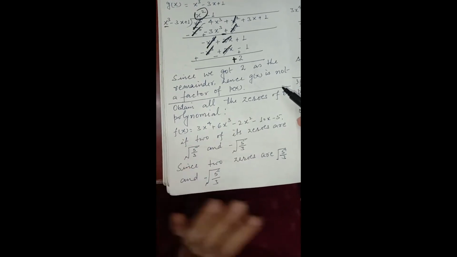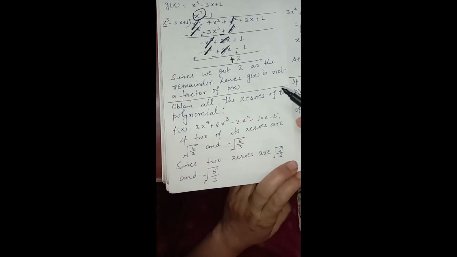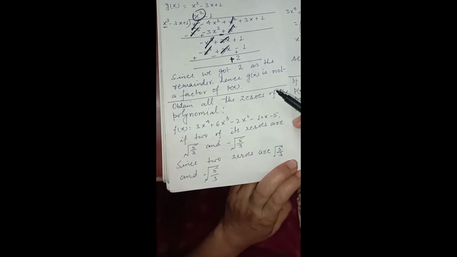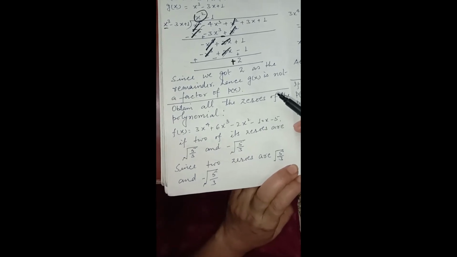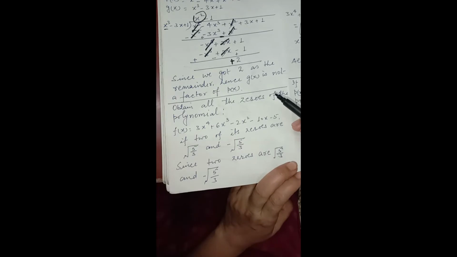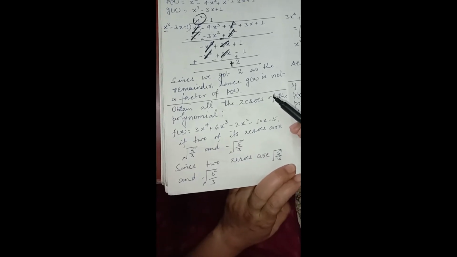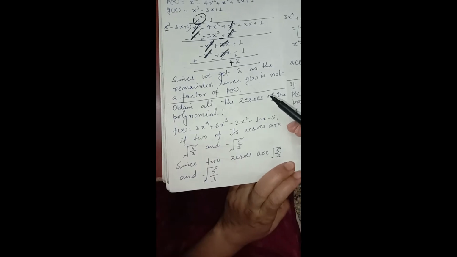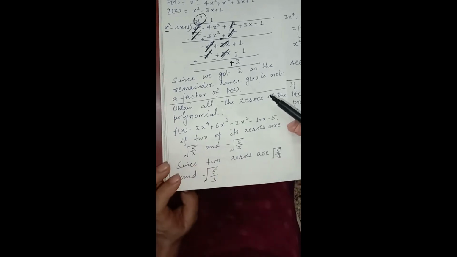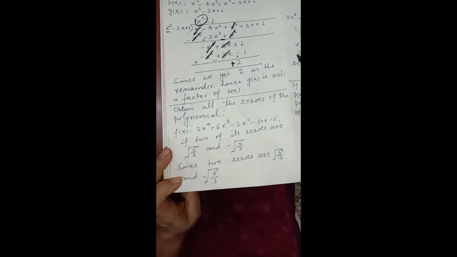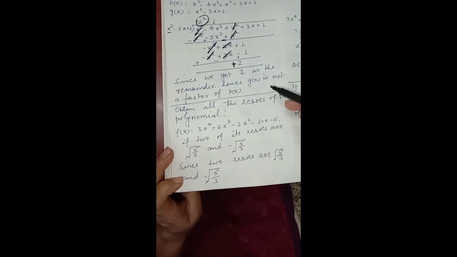So practice the questions given in exercise 2.3 and find out whether a polynomial is a factor of the other polynomial or not, whether we can divide a polynomial by the other, and what is the quotient and what is the remainder. You can find all these things by dividing one polynomial by the other.